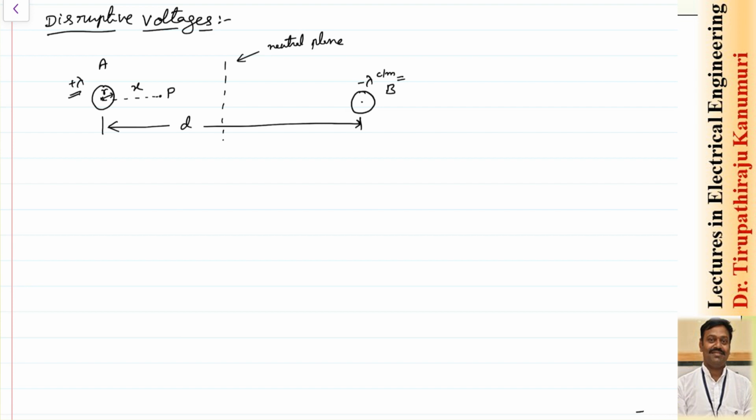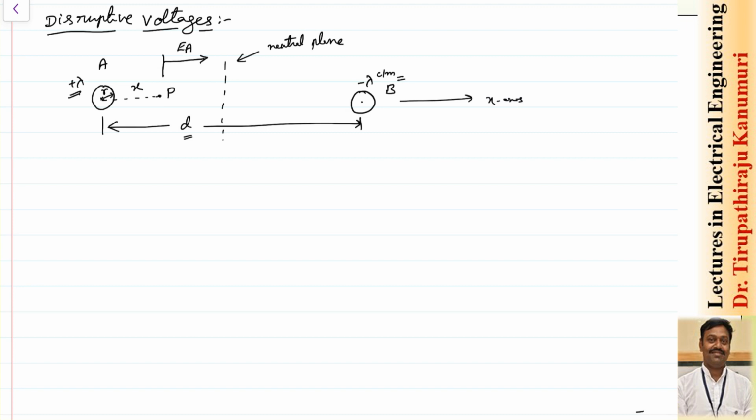Let us assume the distance of separation between them is D and the radius of each conductor is R. Let us say I want to find the field at a distance x from the first conductor, at this point P. The electric field due to the first conductor, because it is a positive charge, will point away, in the direction from A to B. Let us take these as lying along the x-axis, so this will be in the direction of the positive x-axis. This is the electric field intensity due to conductor A.